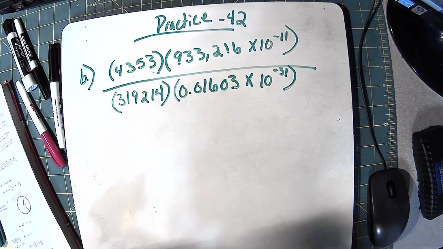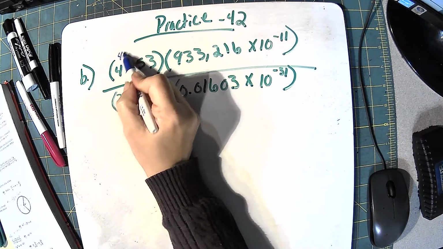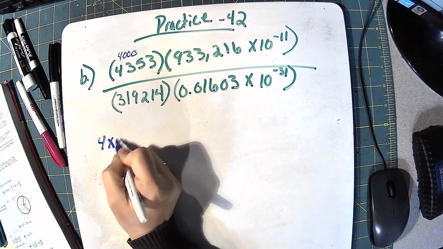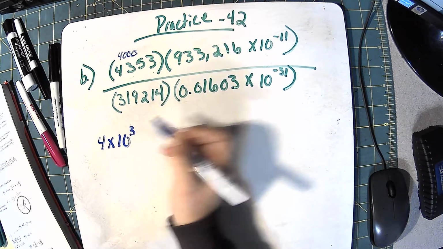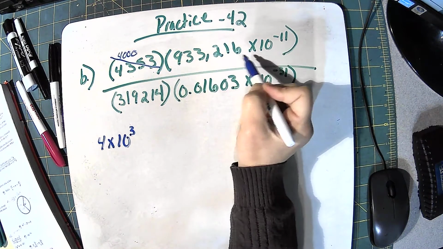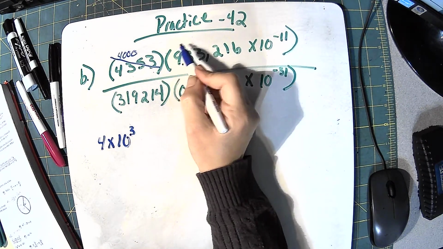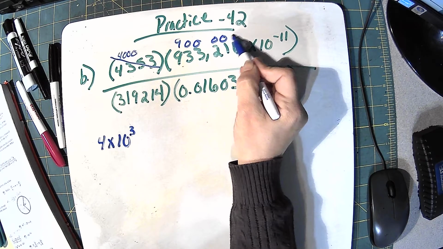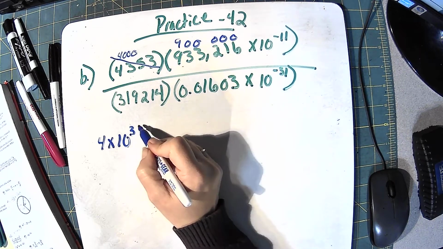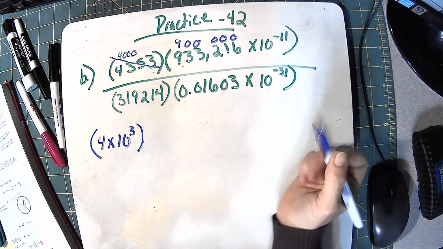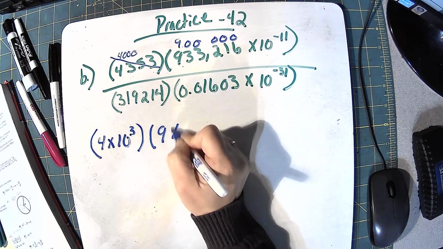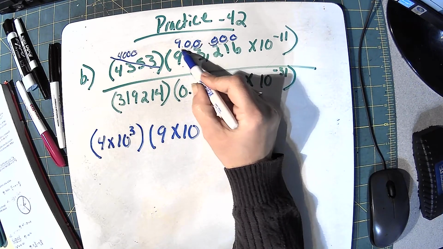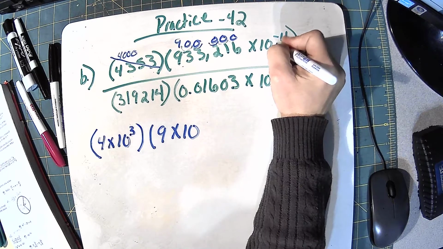First, we're going to estimate. So, first we're going to round. This rounds to 4,000. Okay, so that's going to be 4 times 10 to the third. Okay, there's our first one. All right, that 9 is going to stay a 9. This one rounds to 900,000. Okay, and we're going to move our decimal to there. So 9 times 10, and we moved it 1, 2, 3, 4, 5. And that would be on the positive 5.